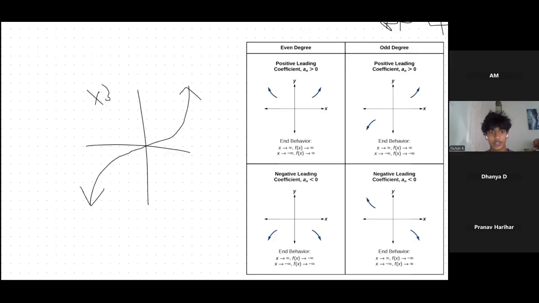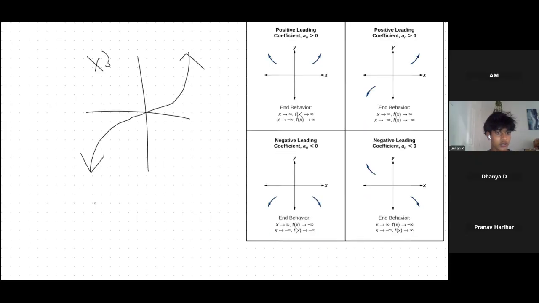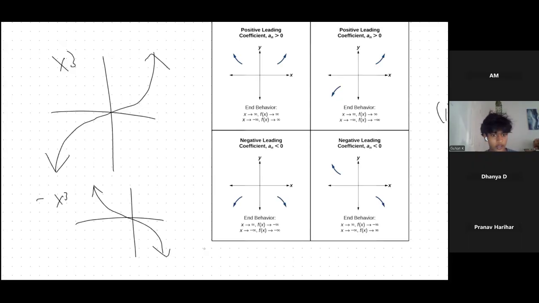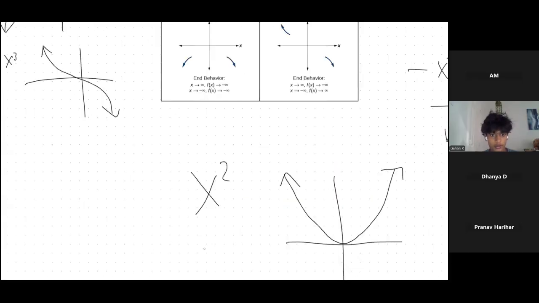But when the leading coefficient is negative, so negative x cubed, then it flips. So as x is going to negative infinity, y will be going to infinity. And as x is going to infinity, y is negative infinity. So any questions on that? All right. So again, x squared, x cubed, those are examples.